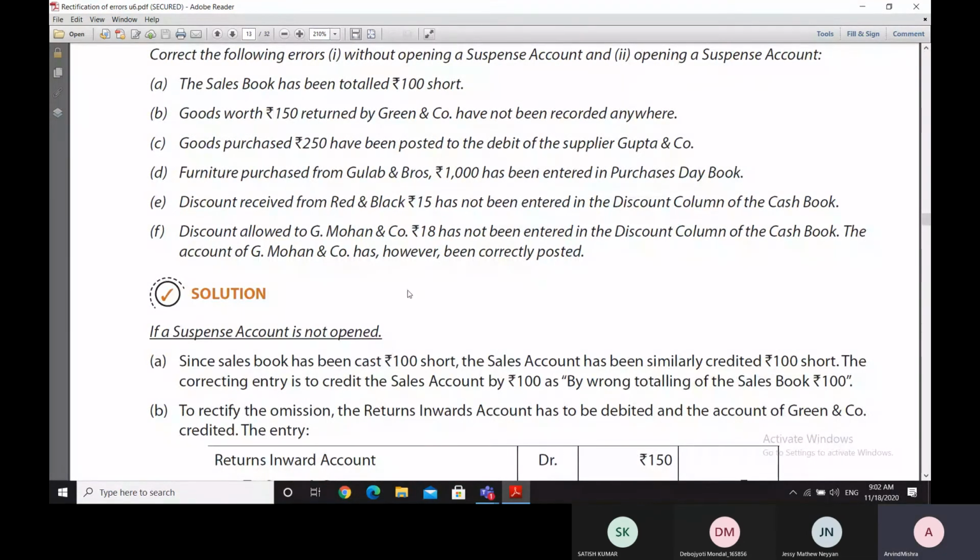Now let's see the next one. A discount which was received from Red and Black for ₹15 has not been entered in the discount column of the cash book. So therefore, we have to write this discount in the discount column of the cash book, as it has not been so far entered there.